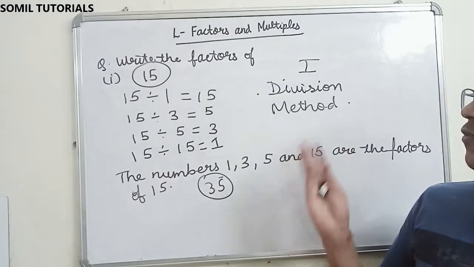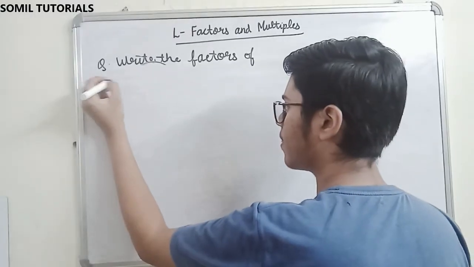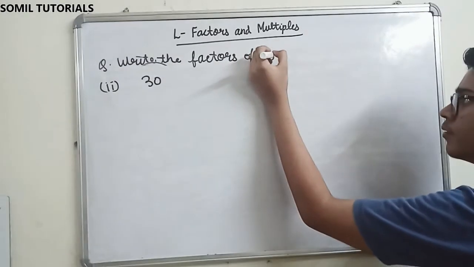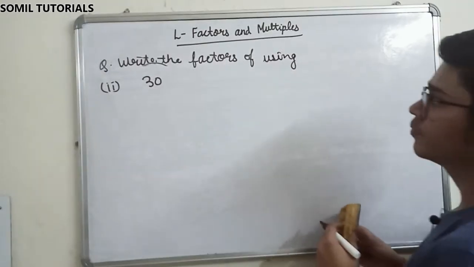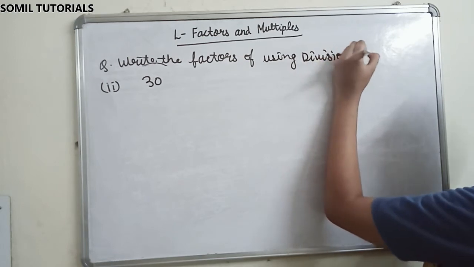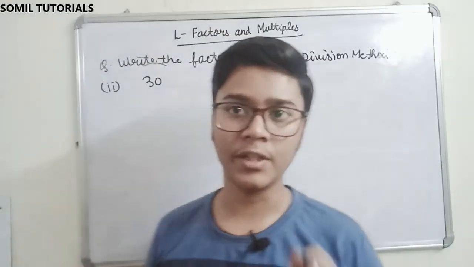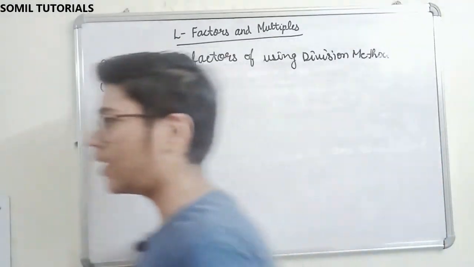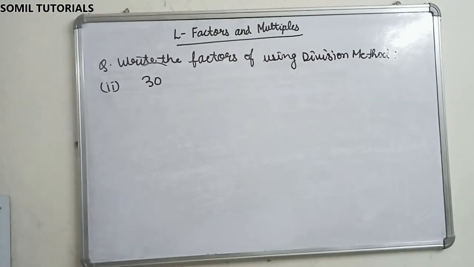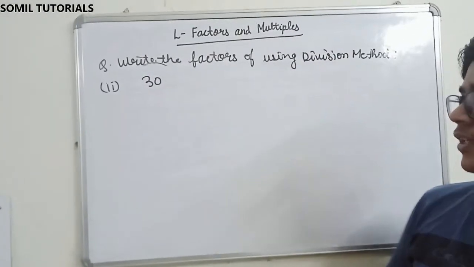Let us do more practice questions for the division method. You need to write down the factors of 30 using the division method. Using the division method you need to find the factors of number 30. Okay, pause the video and first of all try to solve it yourself. Okay, you must have done this question. Let us solve it.